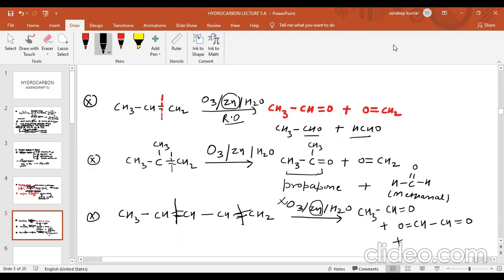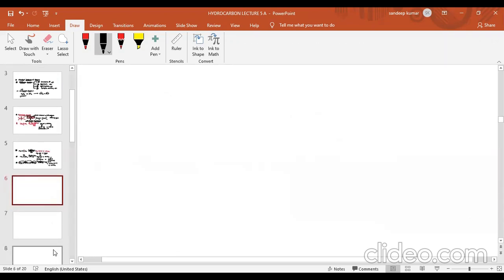is, so basically one of the compounds is obtained from this side and another compound is obtained from this side, and another compound is obtained from this side. So the product obtained is double bond O and CH2. So these three products are basically obtained on ozonolysis of this compound. Now see the next question.